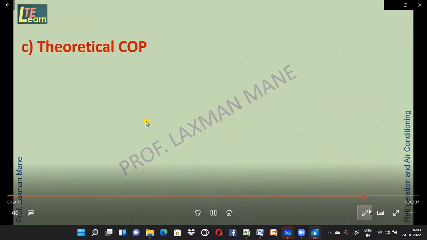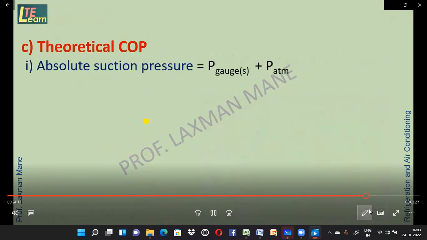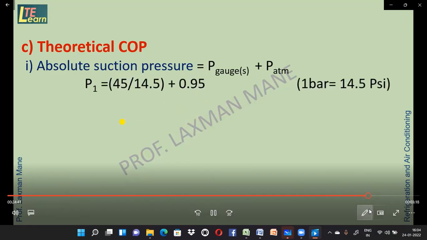To find the theoretical COP, pressure at inlet and outlet of compressor is to be taken. So here absolute suction pressure is required. It is a sum of pressure gauge reading and atmospheric pressure.